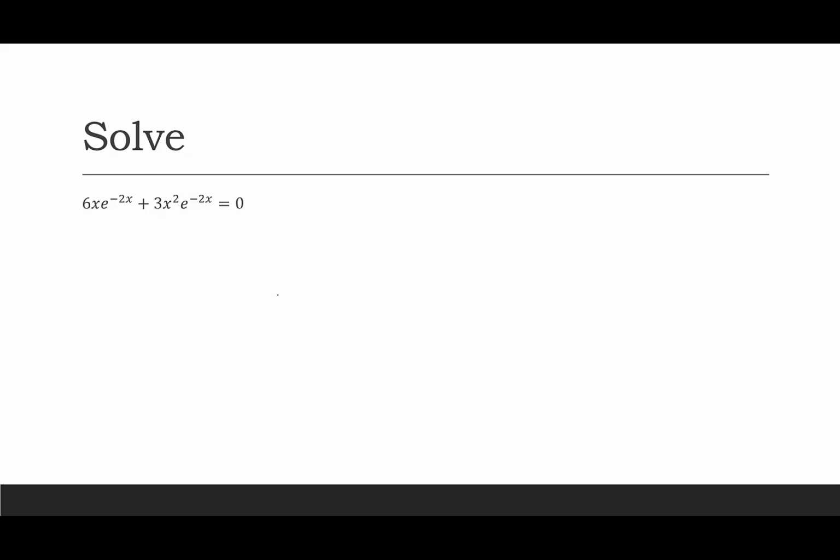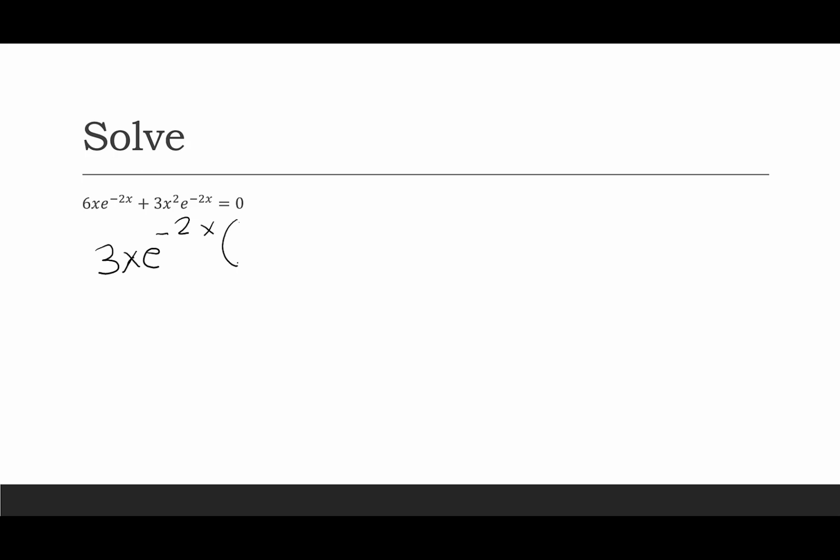Here's our last one. I have 6x times e to the negative 2x plus 3x squared e to the negative 2x is 0. This is a lot like the last one. I have two things going on that are both e to the negative 2x, but they also are complicated by coefficients. So let's take it step by step. I see the 6 and the 3. Well, I can take a 3 out. I see x and x squared. I can take an x out. And then the e to the negative 2x is the same in both, so let's take that out.